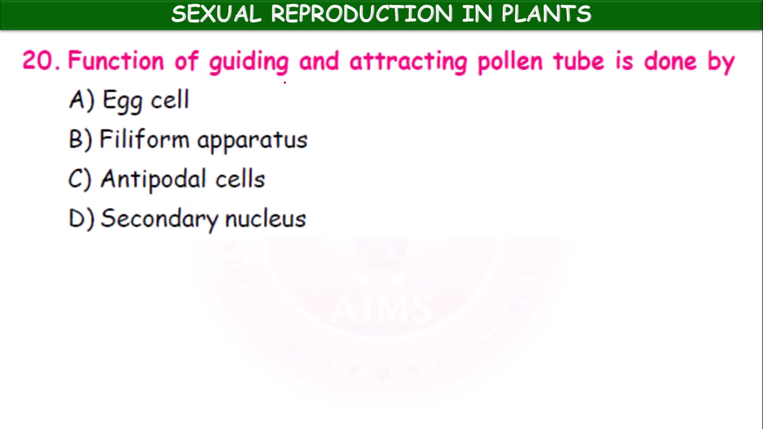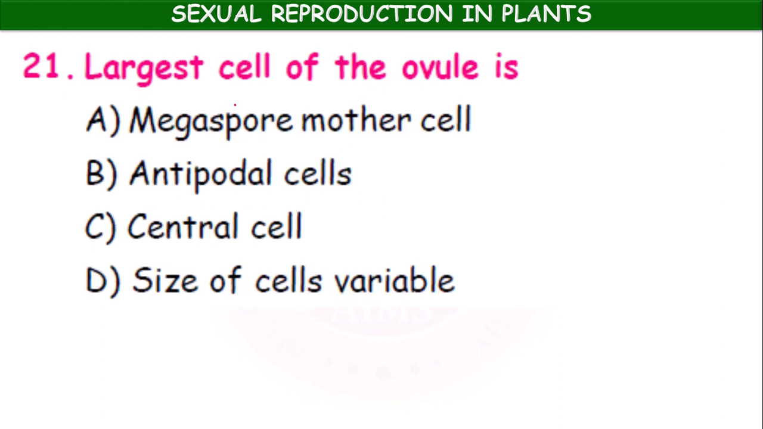The function of guiding and attracting the pollen tube is done by helper cells. What are those helper cells? Egg cell, filiform apparatus, antipodal cells, secondary nucleus. Filiform apparatus consisting of synergids. Those synergids guide and help in attracting the pollen tube. That's why they are called helper cells.